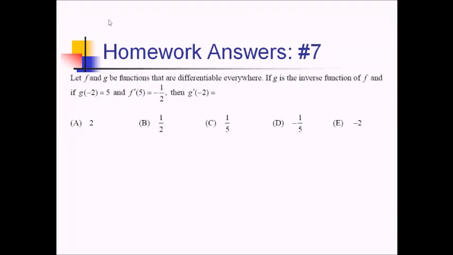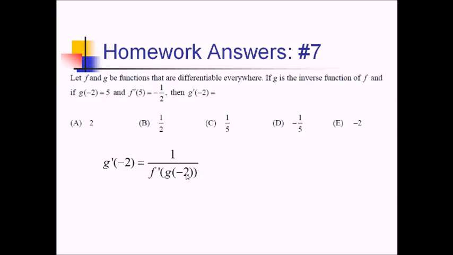For number 7, f and g are functions that are differentiable everywhere, and g is the inverse of f. And we're given these different values. Based off of this, we want to know what g prime of negative 2 is. So if I'm looking for the derivative of an inverse, this really boils down to whether or not you know the derivative inverse formula. We can write this as g prime of negative 2 equals 1 over f prime of g of negative 2. And now we just have to calculate g of negative 2 and then f prime of whatever that comes out to.